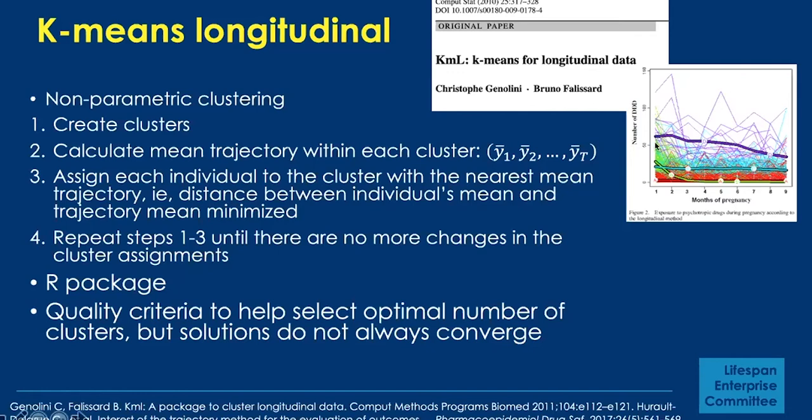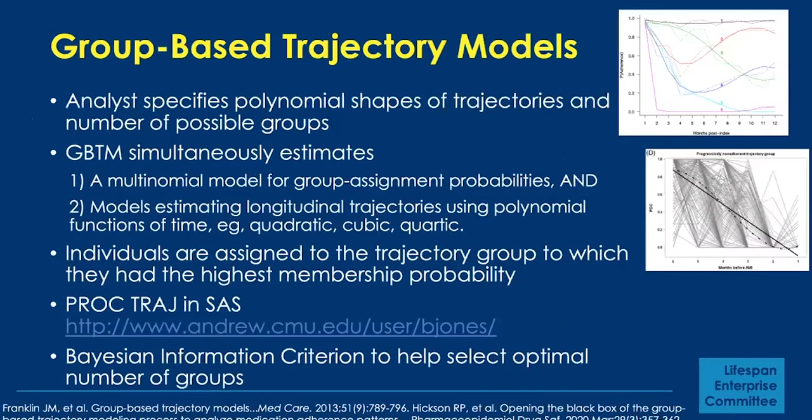But I just have an example of what this KML looks like in the literature. This is an example of exposure to psychotropic medications during pregnancy. And you can see different individual trajectories in the thin lines and then grouped trajectories in the thicker lines, representing the average dose across pregnancy months.